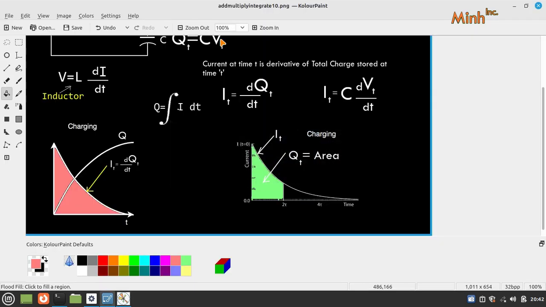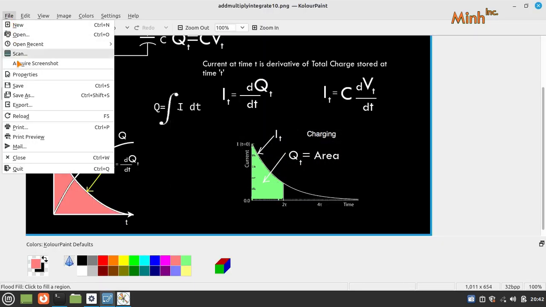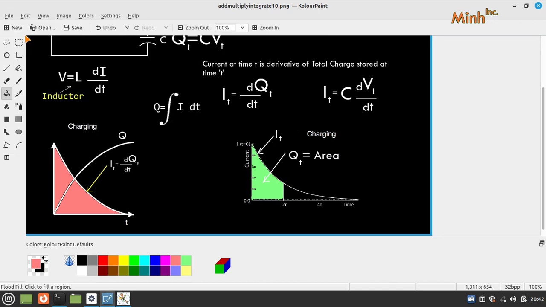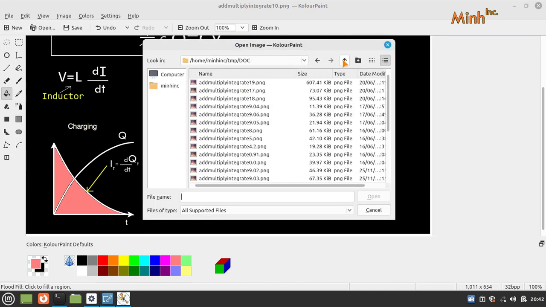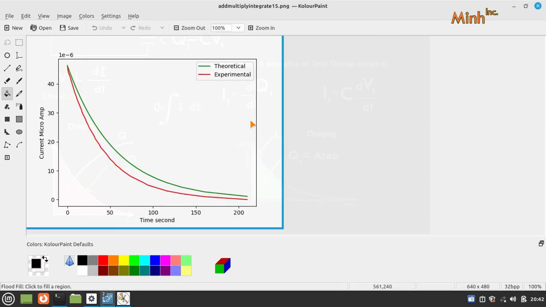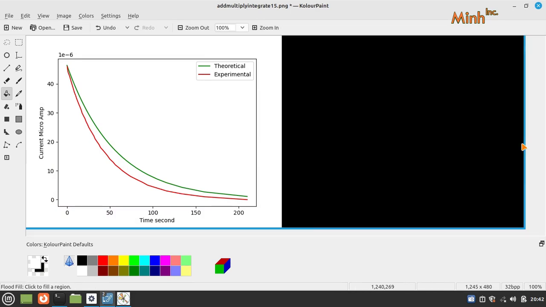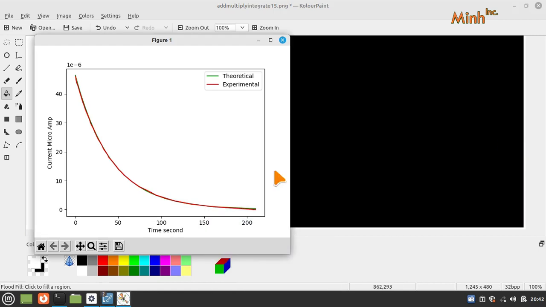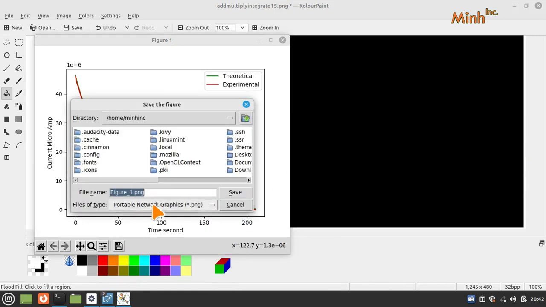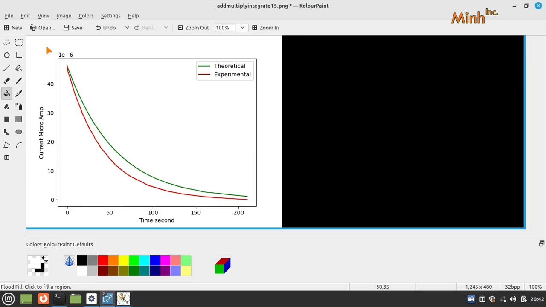So we can paste it. Okay, we'll save it, call it figure 3, and we'll import it.